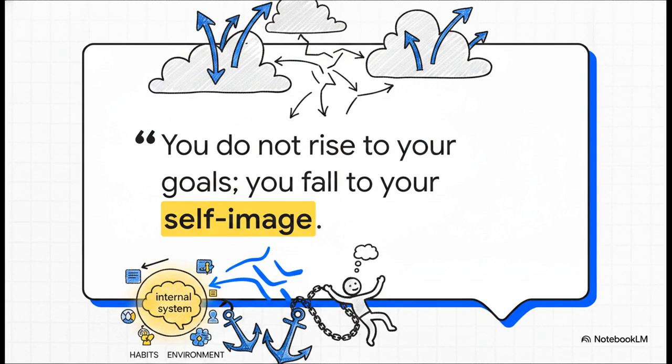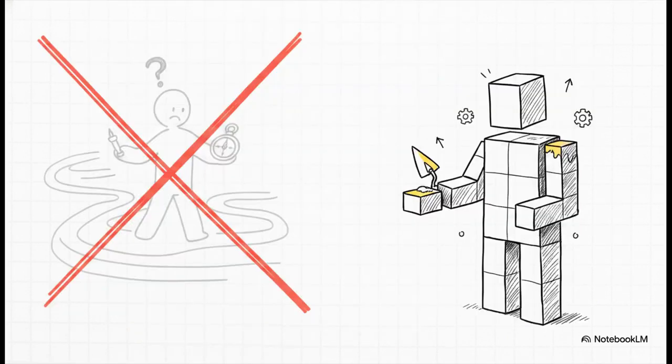Wow, let that heavy reality sink in for a second. You can set the most ambitious goals in the whole world, but your willpower is completely useless if your underlying self-image is still running on like a Windows 95 level of confidence. If your internal operating system isn't upgraded to match your ambitions, you will inevitably fall right back down to whatever level your inner software allows. Let's see how this all builds together.